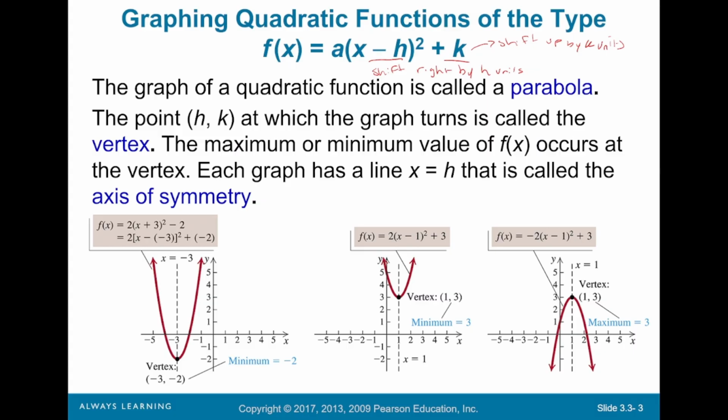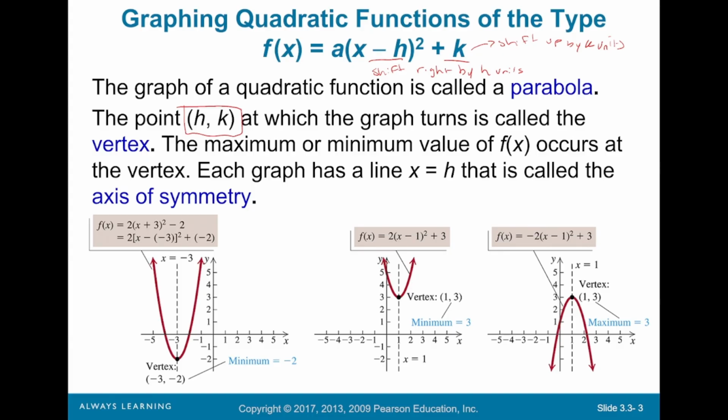So when you have a quadratic function, we call it a parabola. Basically, it means it's of this format. It has a certain vertex that has been shifted right h units and up k units. We call that point, which we're of course going to represent with h and k, that vertex. So each graph has a line x equals h that's also the axis of symmetry.